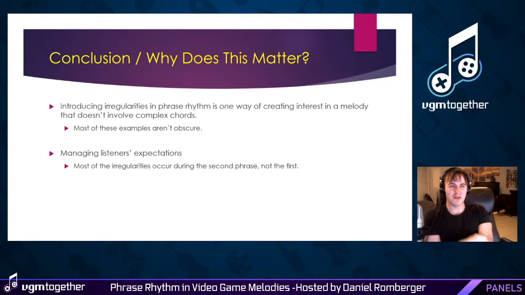There's an example in, what's the name of the song? I can't think of the name of the song right now. Oh my gosh, I'm blanking.